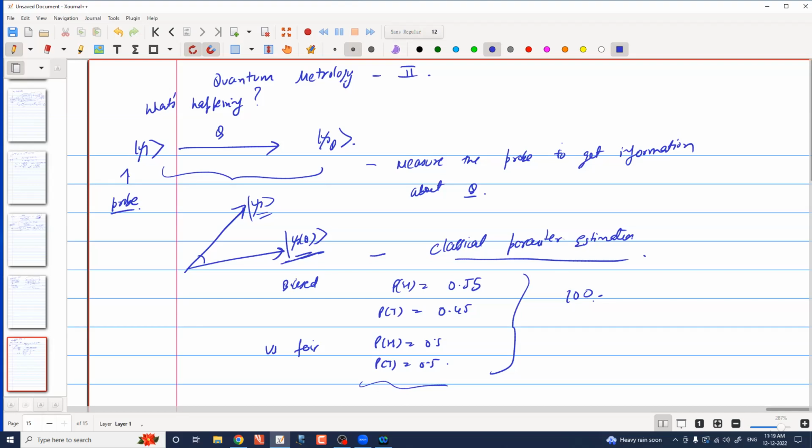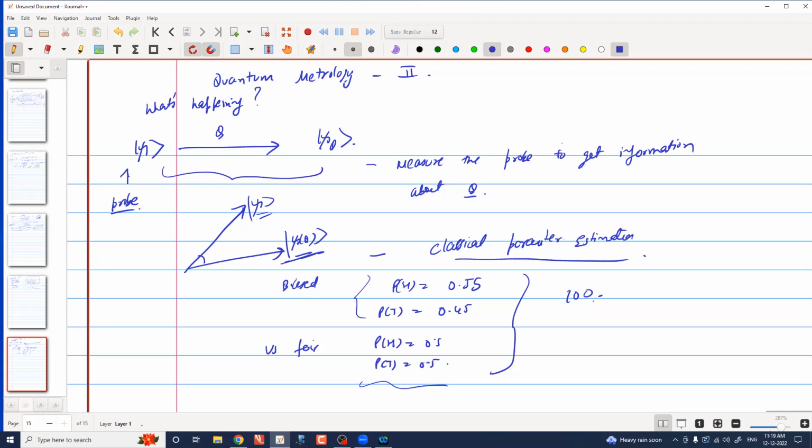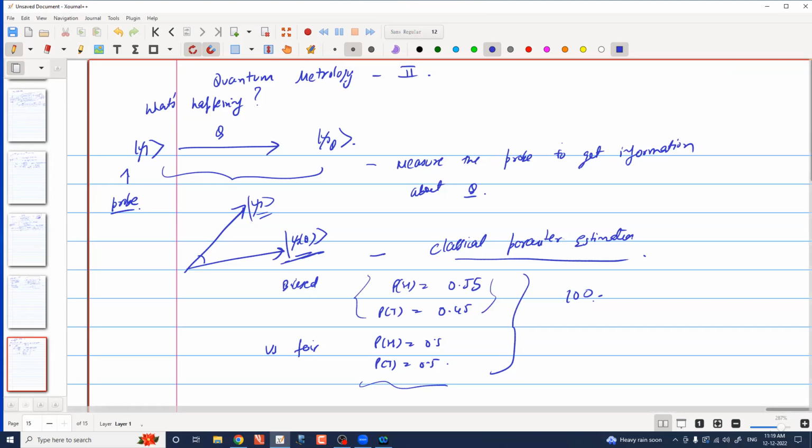If I toss it 1 billion times, and I get a probability of 0.55 and 0.45, then I say, hang on a minute, there's something wrong with the coin. Other than that, if I am limited to tossing it 10 times, even with a fair coin, I can get 6 heads and 4 tails, right?